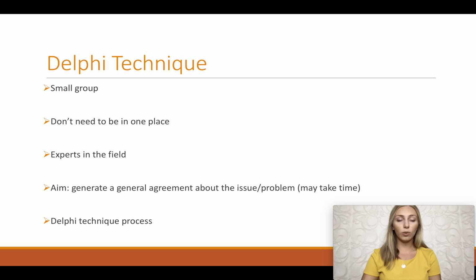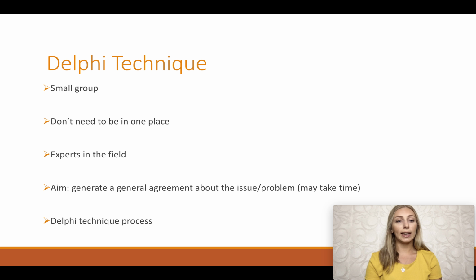Okay, so the second qualitative investigation design technique is the Delphi technique. This technique is also a small group, but the difference between the focus group and the Delphi technique is that all of these people do not need to be in one place at one time. Another difference is that they are experts in the field at hand, so they are not just a random sample of people. All of the people within the Delphi technique actually have something to do with the topic at hand, so they're experts in that field.